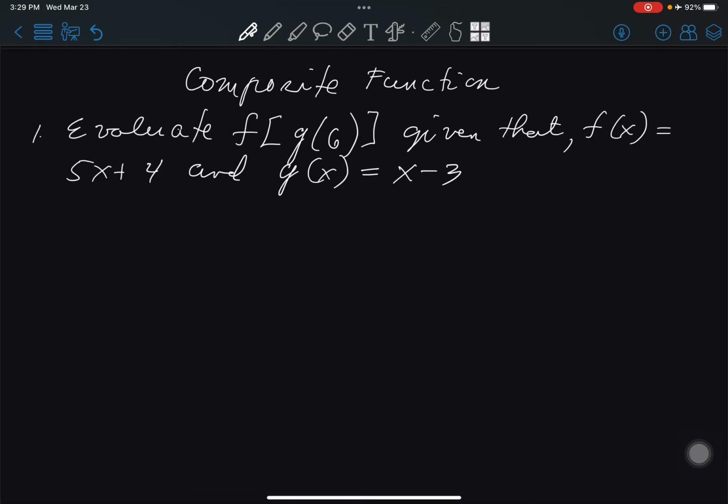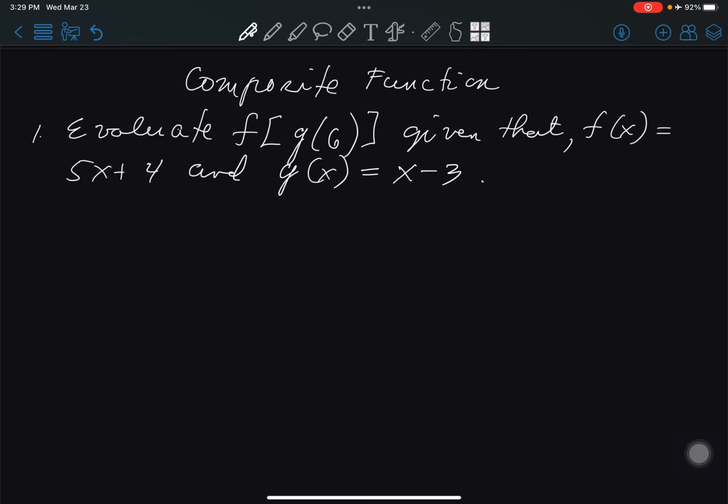Let's have another example of composite function. Let us evaluate f of g of 6 given that f of x is equal to 5x plus 4 and g of x equals x minus 3. So from here, we are going now to find out the exact value of f of g of 6.